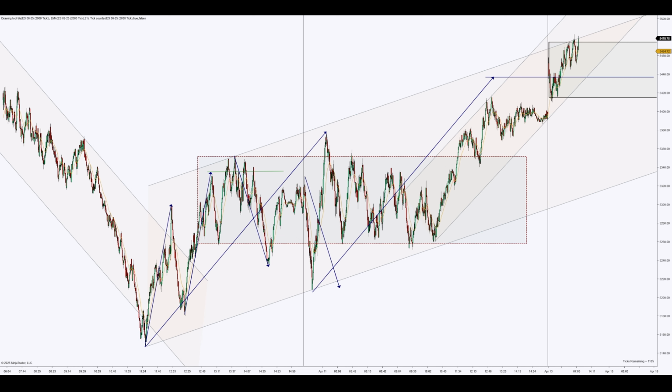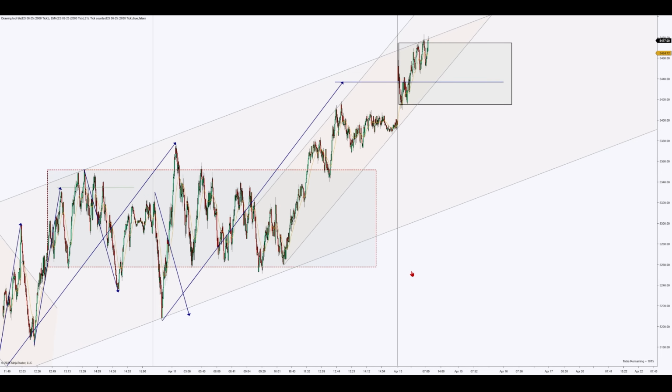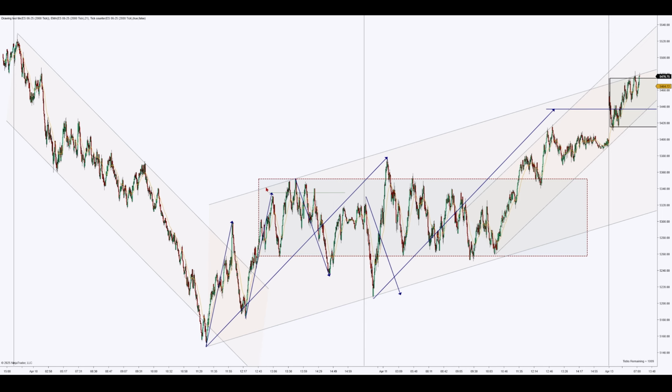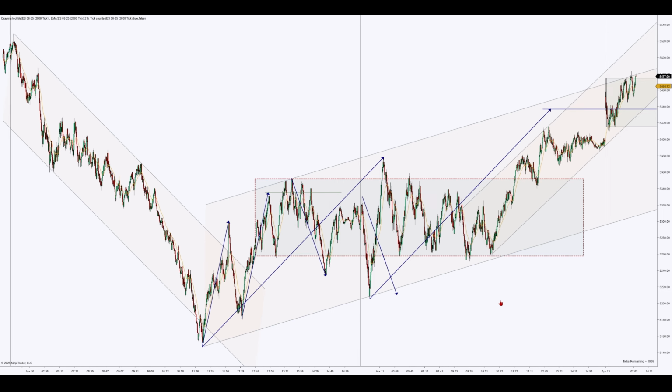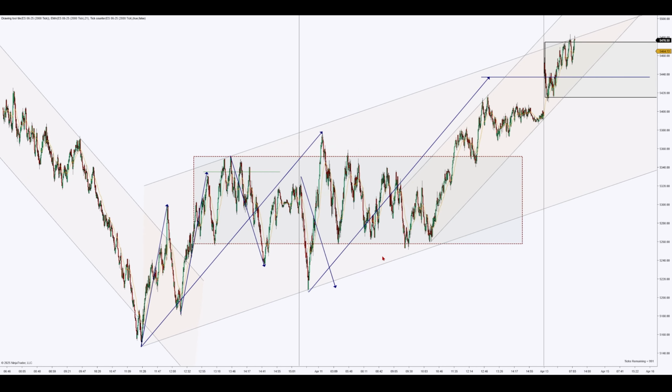So these measured moves are very important to understand. There are often times where you can enter directly on the measured move. Not every time. There are times when you can't. You have to have good context. You can't just buy every measured move willy-nilly. You have to have good market context to do that, which we'll get into as well.